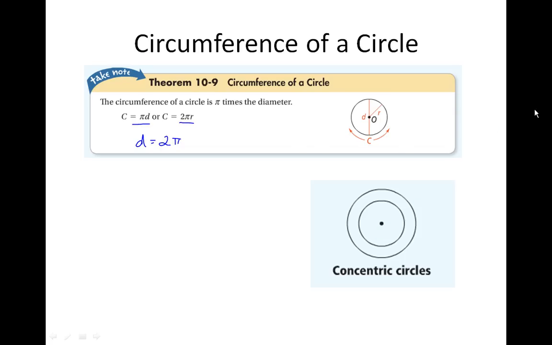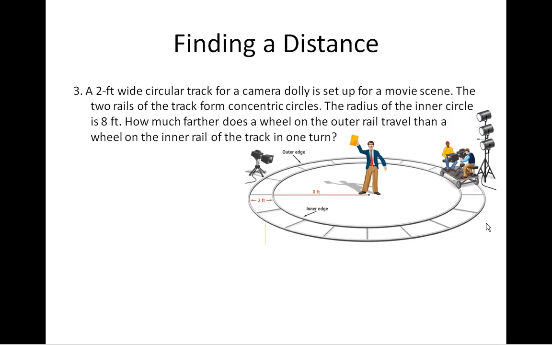This next problem that we're going to look at talks about coplanar circles because we're looking at the tracks that a camera dolly runs around as it's going around a movie scene. In this example, the radius of the inner circle is 8 feet, the track is 2 feet wide, and we want to know how much farther does a wheel on the outer circle travel than a wheel on the inner circle in one turn.